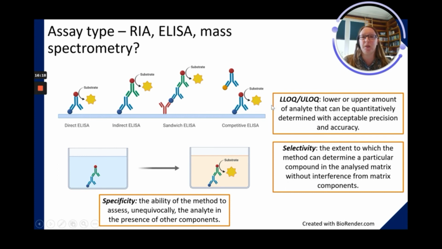They will have different upper or lower quantities that can be accurately determined with acceptable precision and accuracy. They will have different sensitivities, they will have different selectivities and different specificities. So selectivity and specificity are particularly important when you're considering that many assays rely on antibody-based detection of a particular analyte.